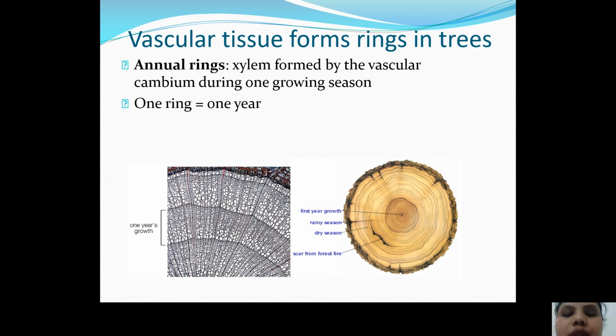Now these vascular tissues form rings in trees. Okay. Now in a season, in 1 year, the vascular tissues which are produced in the two growing seasons together form one annual ring, which is counted as the age of the plant. So, annual rings are the xylem formed by the vascular cambium during one growing season. Therefore, one ring is equal to 1 year.